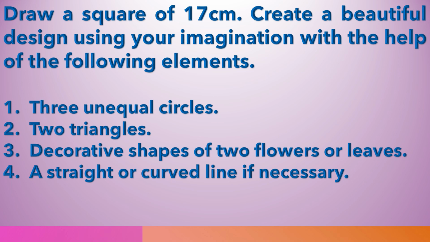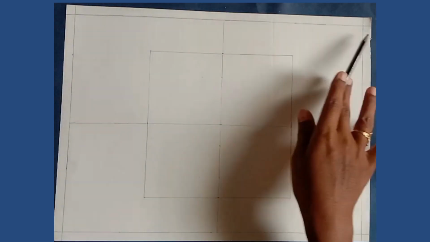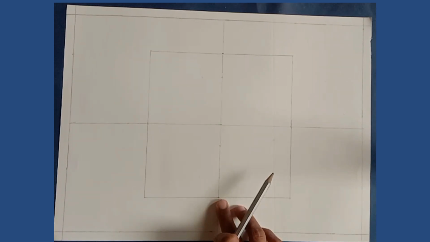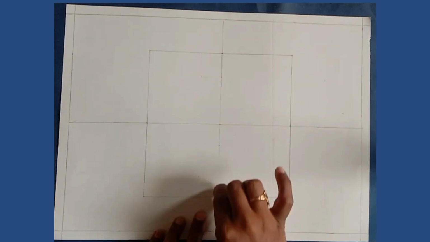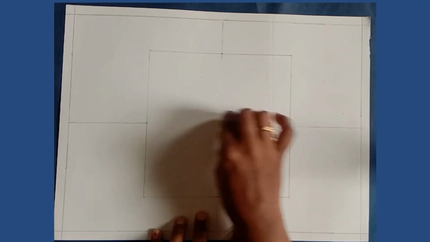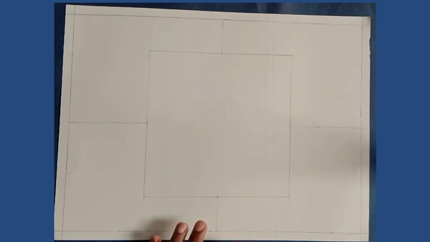So let's start with the drawing. I already explained how to draw the square, so I kept my paper ready with a square of 17 centimeter. Now I needed these center lines to draw this square, but now I don't need them, so I can erase these lines. Your pencil lines should be very light so that they can easily be erased.